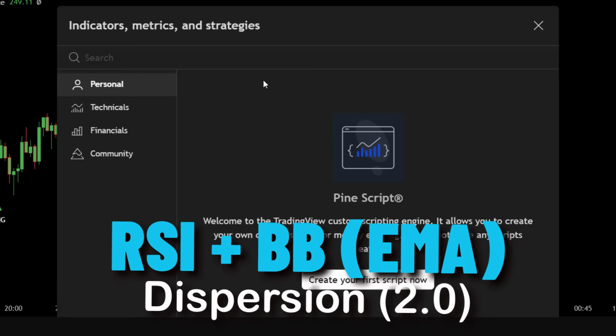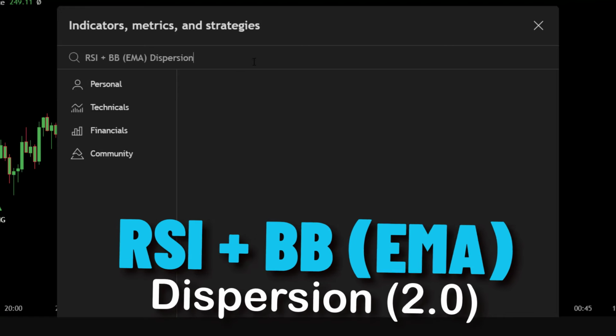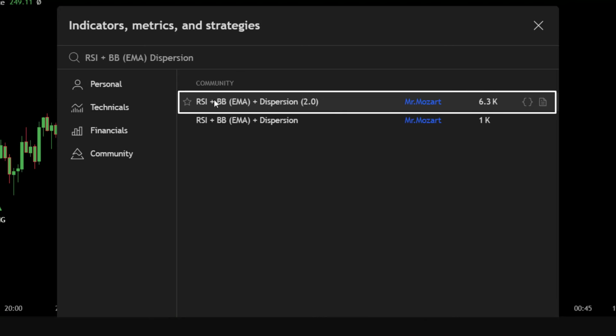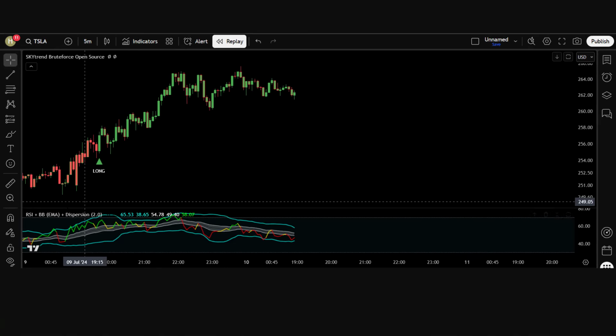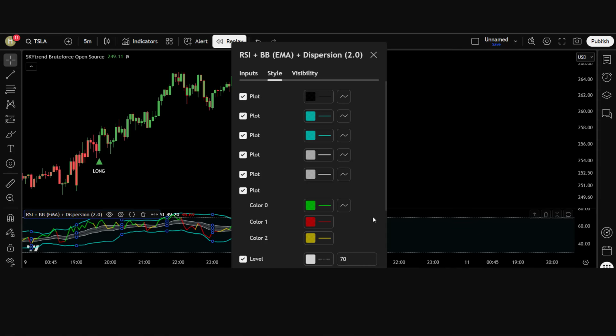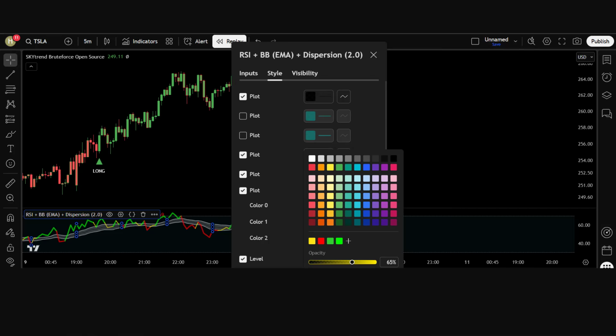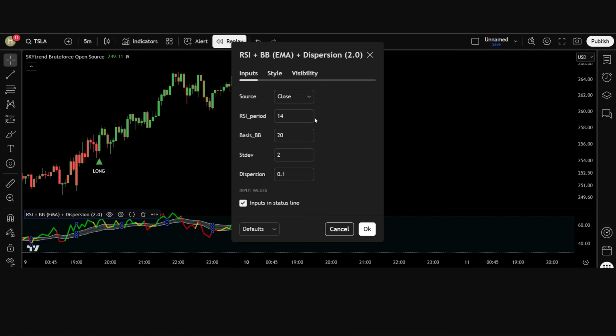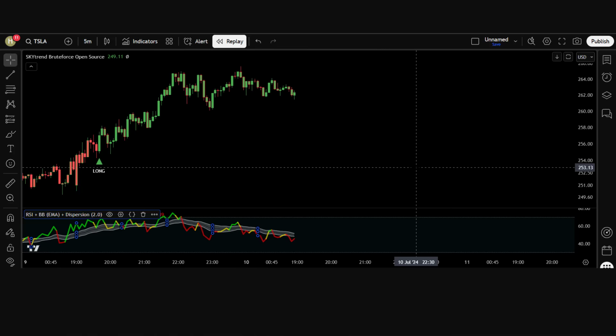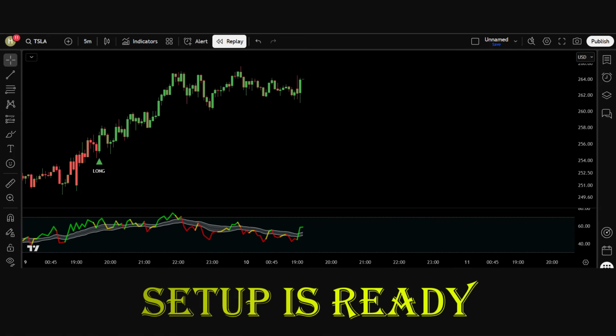Now, let's add one more tool to make this strategy even more profitable. Search for RSI plus BB, EMA, Dispersion 2.0. Add it to your chart. Adjust the settings. Hide some options. Go to the Inputs tab. Set RSI period 12 to 14. Click OK. Now setup is ready.